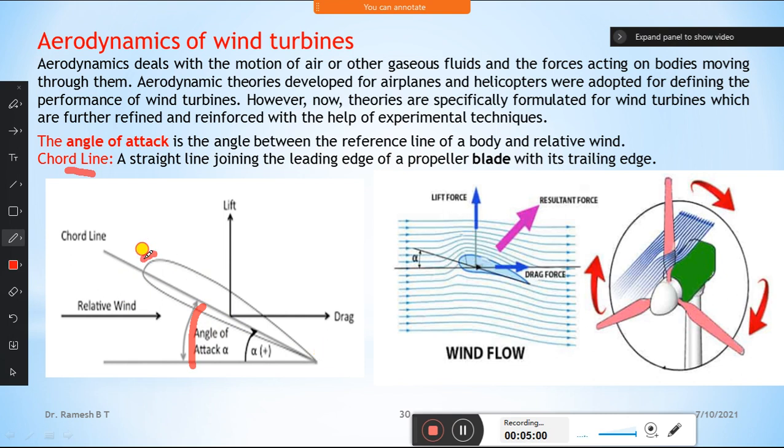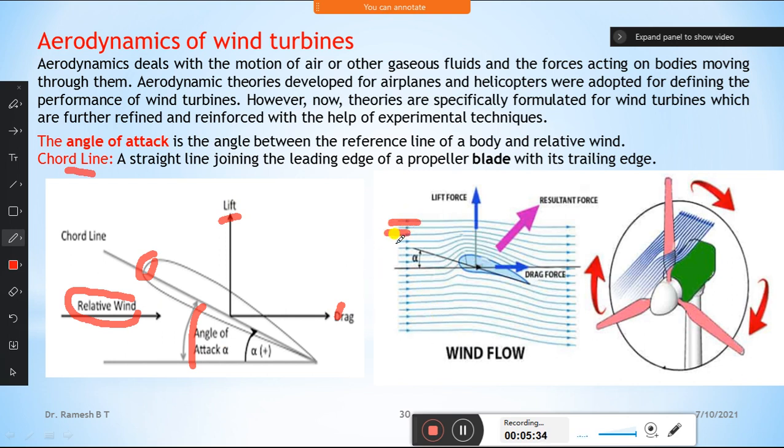This edge is at the rotor and this edge is at the end. The straight line passing from here to here we call the chord line. Relative wind means the portion of the wind, not all of it, only some portion striking the blade. Because of these three actions it induces lift and drag, which I will explain in the next slide. This is the wind flow pattern.